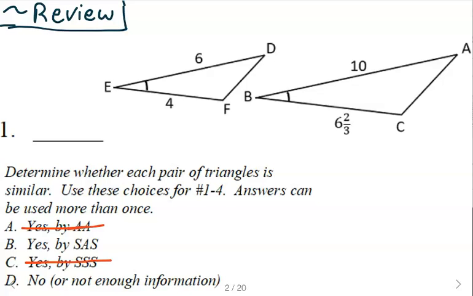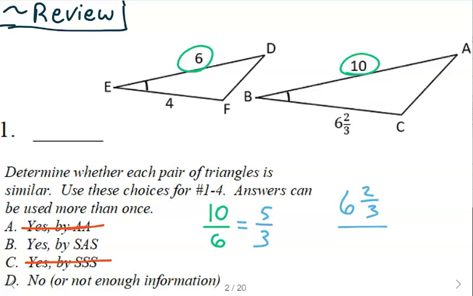So let's see if these sides are proportional. You can figure out your scale factor by doing new over original. So new over original, these sides correspond to each other. And then see if this next one has that same scale factor. If you want to, you can simplify that. You divide them both by 2, you get 5/3. So the question is, will 6 2/3 over 4 simplify to 5/3?